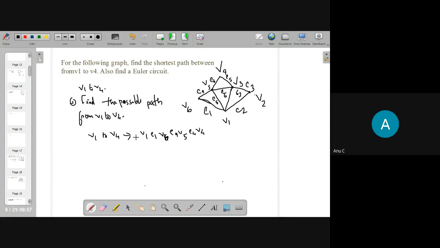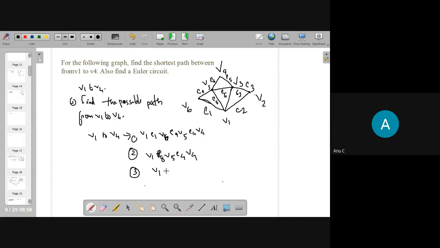Then the second one: V1, E8, V5, E4 and V4. And the third path: V1, E6, V3, E5, V4.